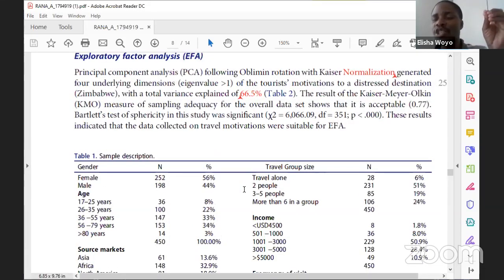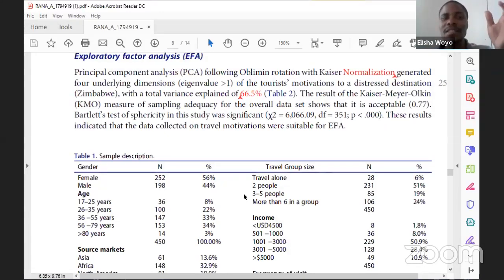So for factorability to be supported, there are elements that we do consider in our analysis. The first one is the sampling measure, which is given by what we call the Kaiser-Meyer-Olkin. It's a measure of sampling adequacy. If it is below 0.5, then it means that the sample that you have collected data from is not adequate for you to do meaningful, proper quantitative analysis. So you need to check that.